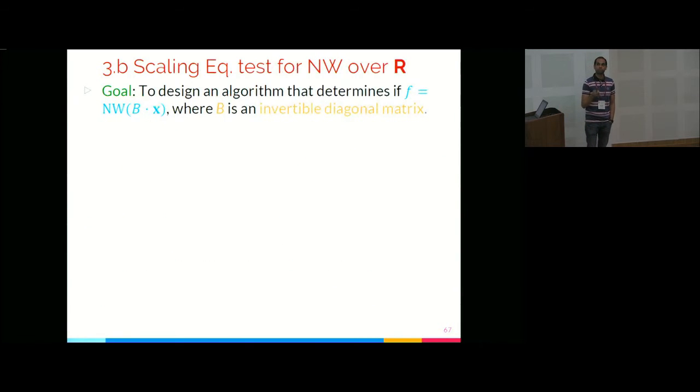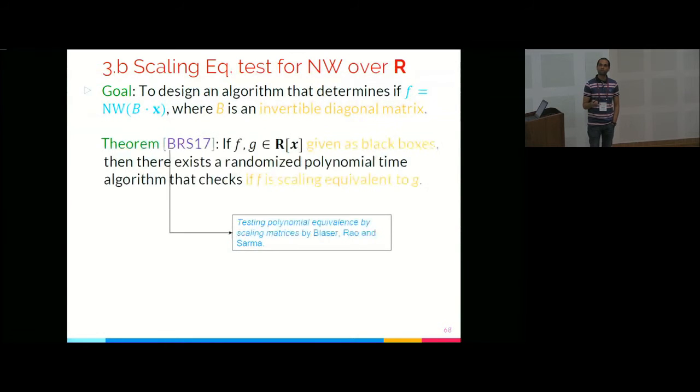Okay, so now let me go into the proof of this. The goal is first to solve the scaling equivalence test for the design polynomial, and our result actually holds over real numbers. Okay, so this is the goal.